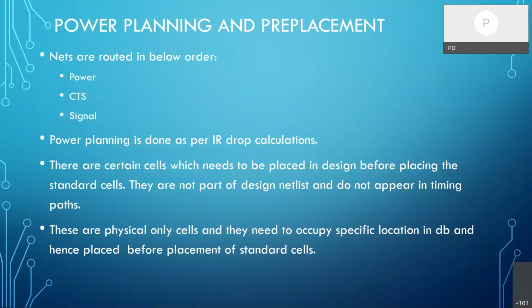Once this floor plan is done, then comes our power planning and pre-placement. Normally the power planning was automated, so I didn't face much issue in it, and I haven't included many steps regarding that. But basically, this is the order in which we route the nets. First, power nets will be routed, then the clock tree nets, then the signal nets. When doing the power planning, the calculations will be done as per the voltage drop.